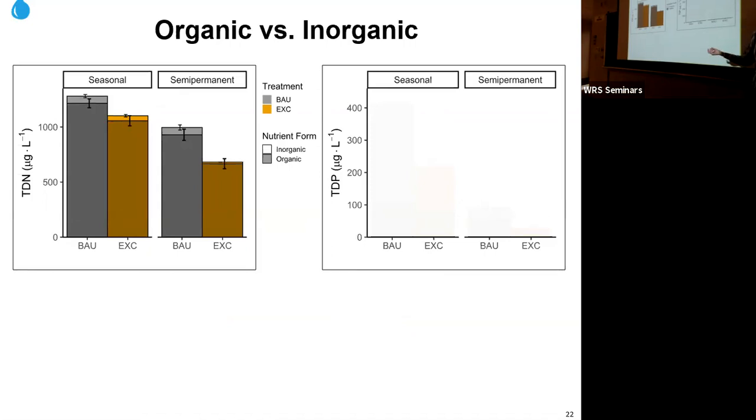So in these graphs, we're still plotting total dissolved nutrients on the y-axis. But this time, we are looking at inorganic nutrients in this top portion in the lighter colors. And that portion of the total dissolved nutrient pool is plotted on top of the organic fraction, okay? So if you sum up the organic and the inorganic, you have the total dissolved nutrient. Does that make sense to everybody? Cool. The darker is organic.